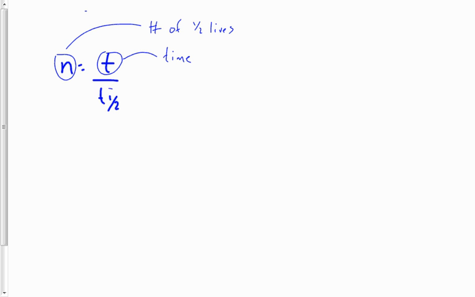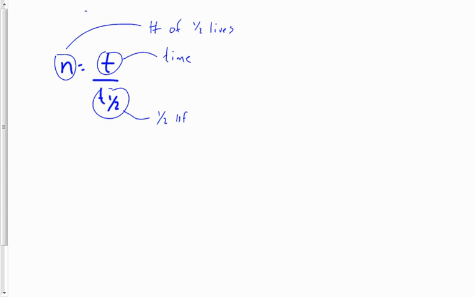Little n is equal to t over t1/2. Little n is going to stand for the number of half-lives. Not the half-life, but the number of half-lives. T is going to stand for the time that's elapsed. And t1/2 is going to be the half-life.